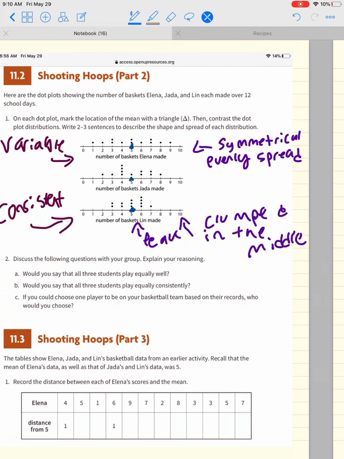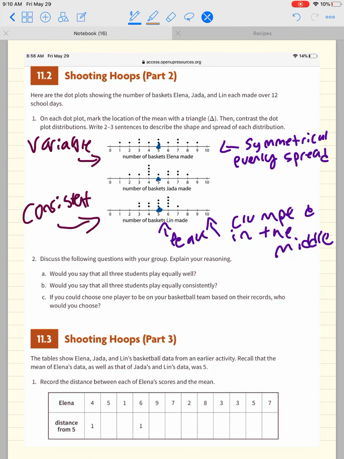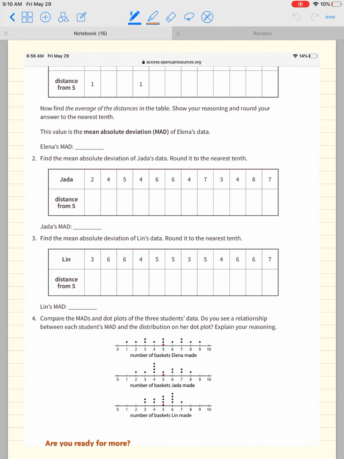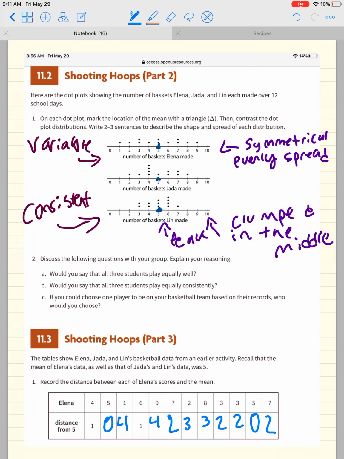All right, last one is 11.3. So the table shows Elena, Jada, and Lynn's basketball data from an earlier activity. Recall the mean of Elena's data as well as that of Jada and Lynn's data was 5. Record the distance between each of Elena's scores and the mean. So we did that yesterday. The distance between 5 and whatever number she got. So when she got the number 4, that's 1 away from 5. 5 is 0 away. 1 is 4 away. 6 is 1 away. 9 is 4 away. 2, 3, 3, 2, 2, 0, 2. I did that for you, so go ahead and fill that in on your own.